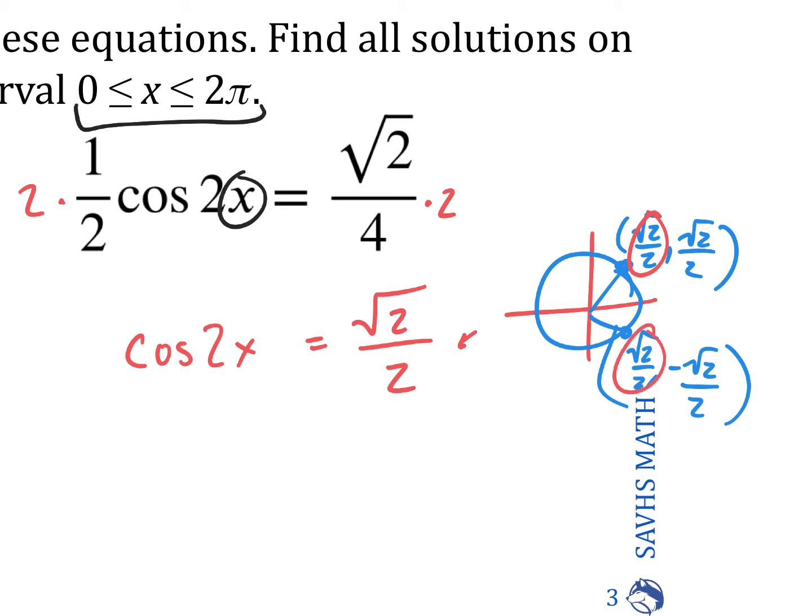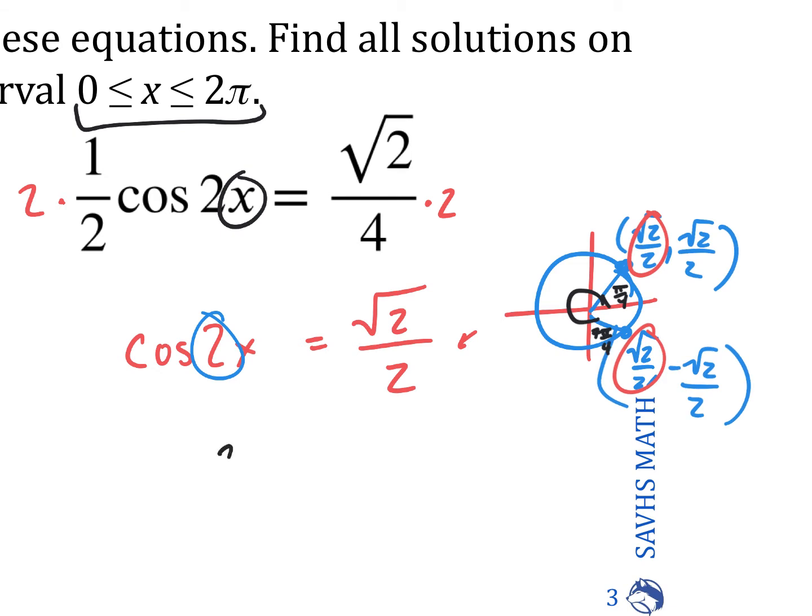The thing that we need to be careful of is just because there's a b here, there's a number next to the x, we might have to go another rotation around the unit circle just to get all of the solutions. So this angle right here is pi over 4. This is 7 pi over 4. And so let's just make sure we include all of them.